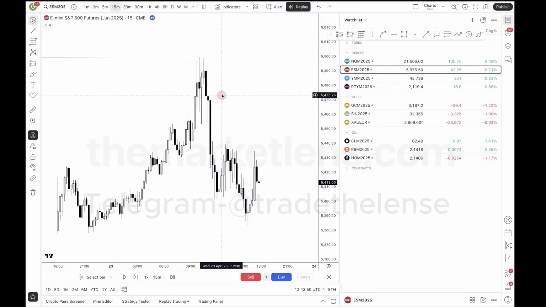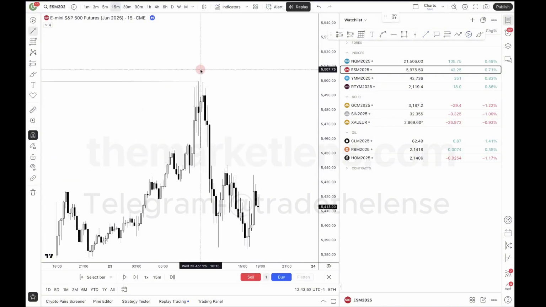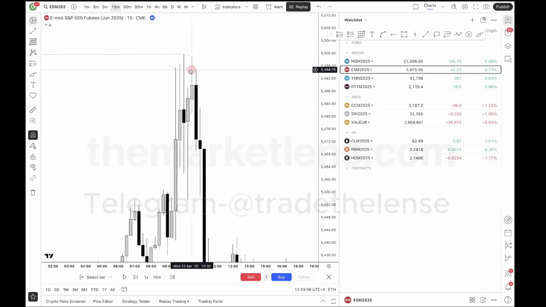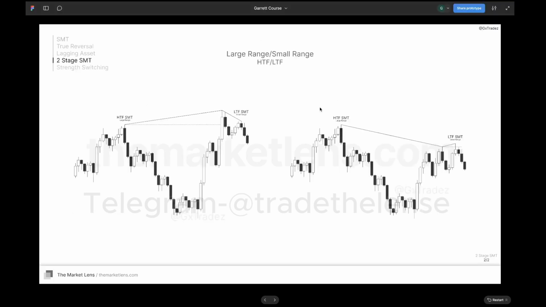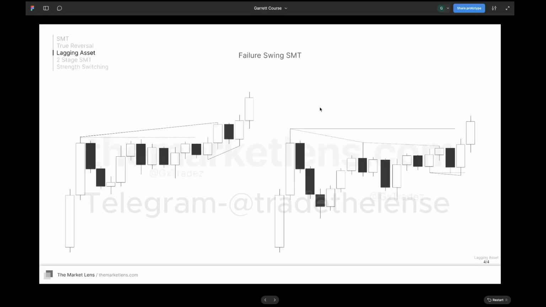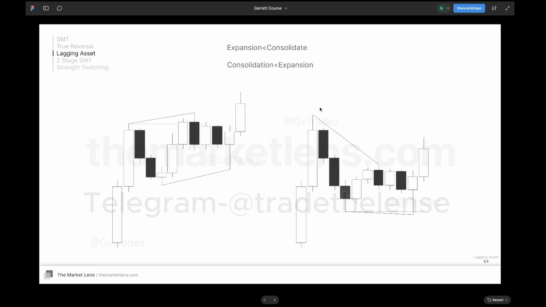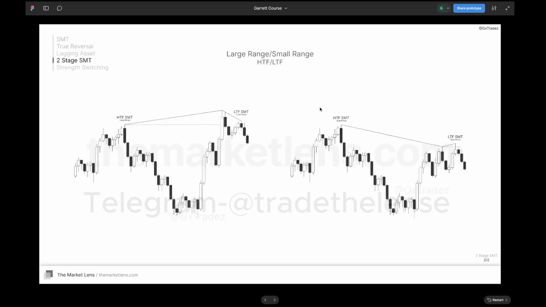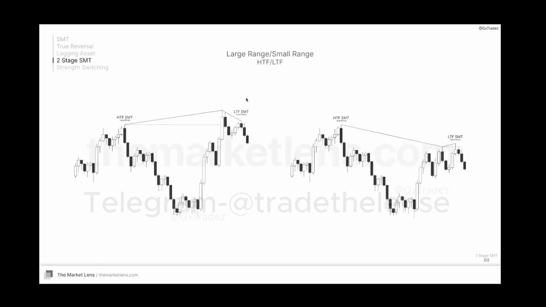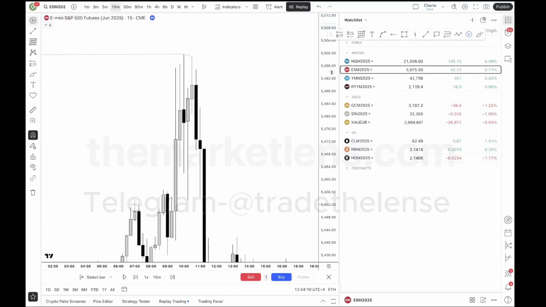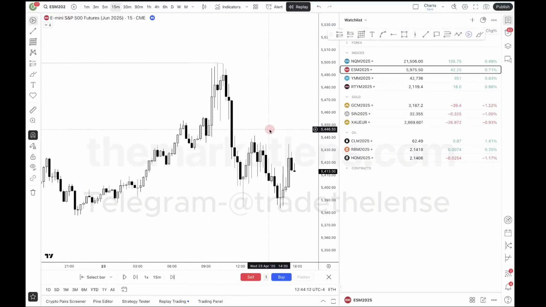So here's your first stage SMT. Here's your small range SMT. So you see, it's that two-stage SMT. It looks like this, right? This exactly. This pretty much. Large range SMT, small range SMT. Now there's some extra confirmation, but we haven't gone over that.